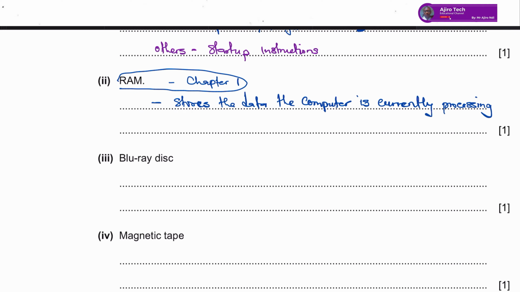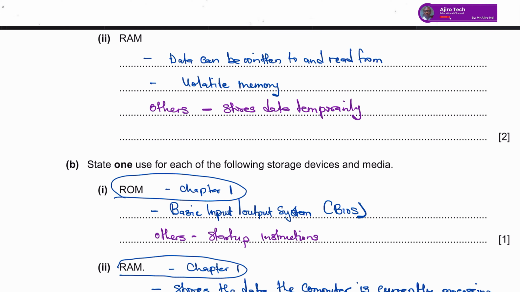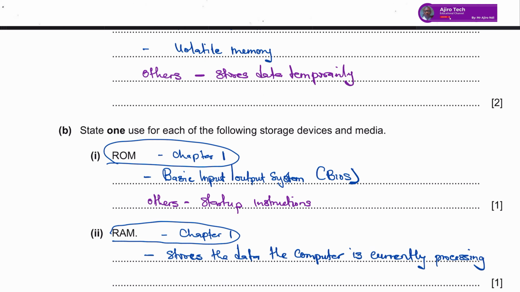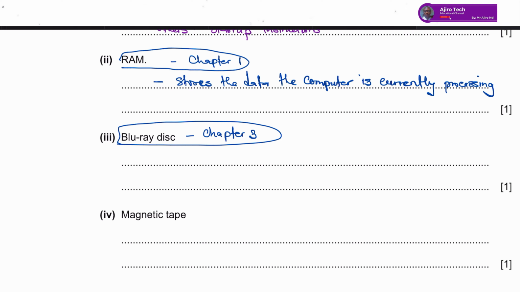But this right here is chapter 3, so we need to know the difference. That's the reason why I didn't put any chapter here, if you notice, and all this is chapter 1. That's the reason why I had to split them, because when it comes to the Blu-ray, now we have optical storage devices and media. For the optical storage devices and media, we have the compact discs, the DVD, and the Blu-ray.